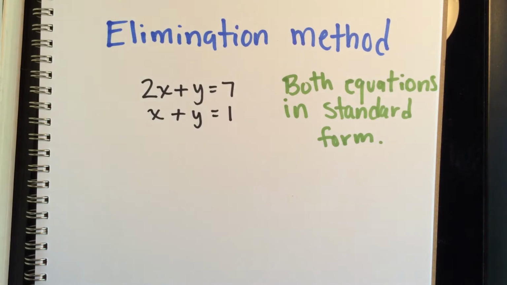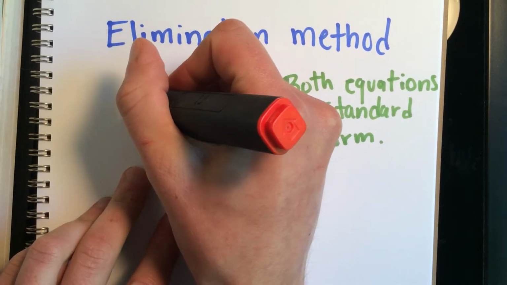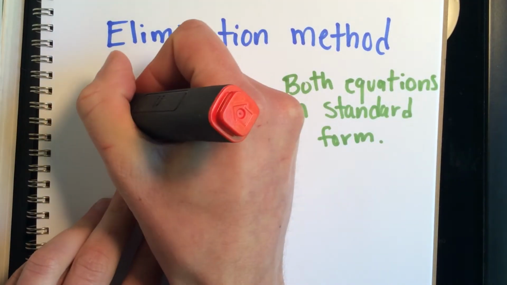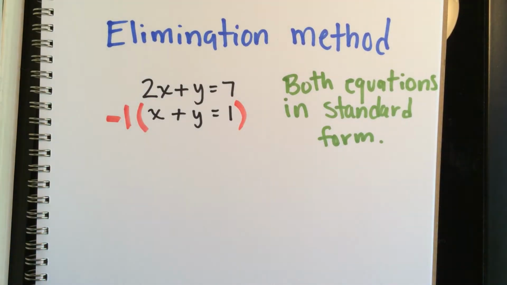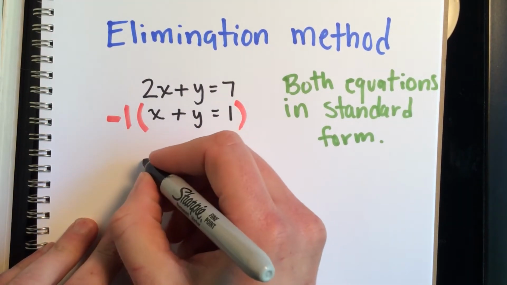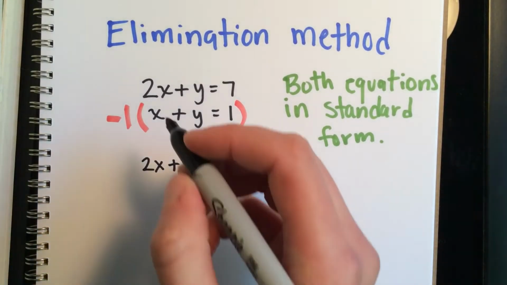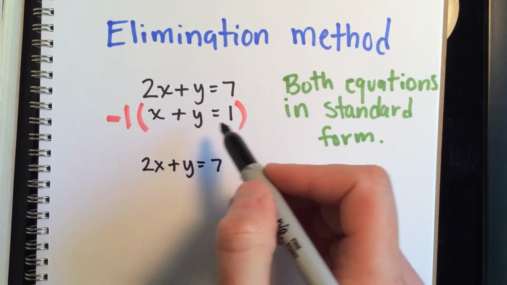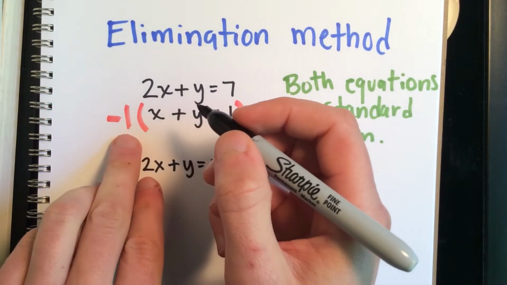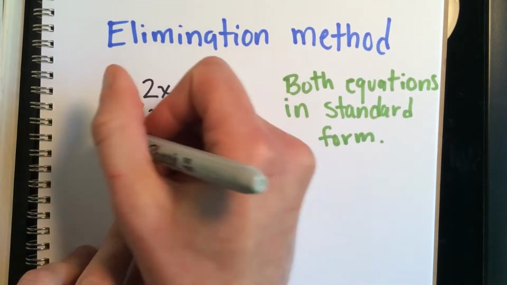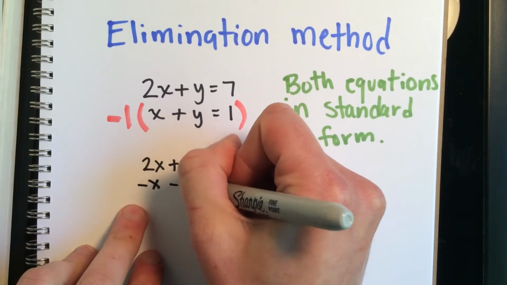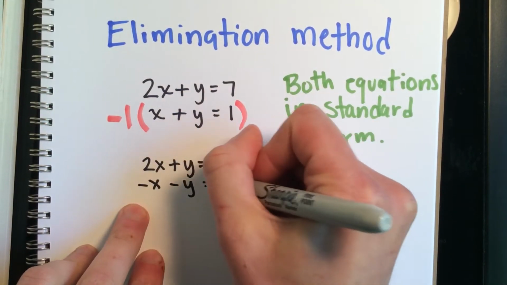And so what we need to do is multiply one of our equations by a -1. And so I'm going to choose to multiply this bottom equation. I'm going to multiply the whole thing by -1. And then what I'm going to do is just recopy my top equation here. So I have 2x plus y equals 7. And then remember that every term in this equation has to be multiplied by -1. So -1 times x is -x. -1 times y is -y. And -1 times 1 equals -1.